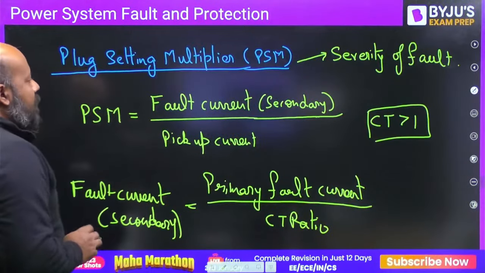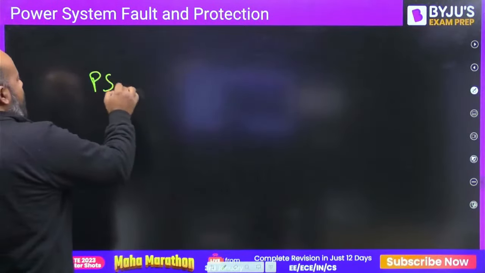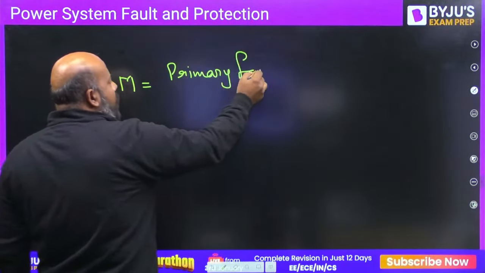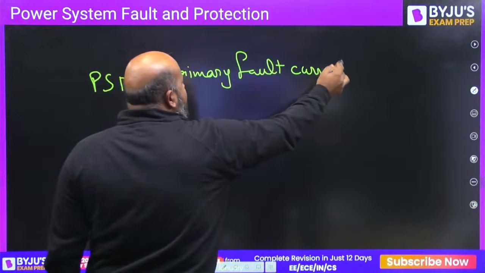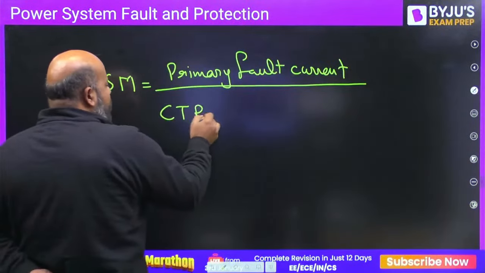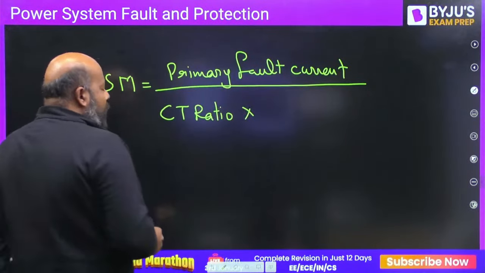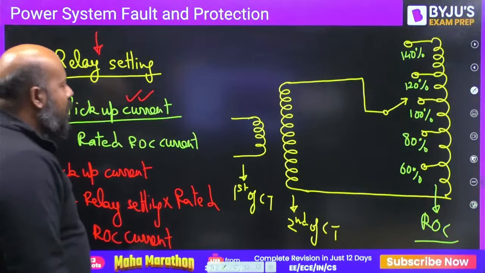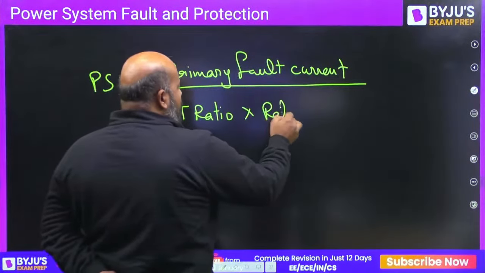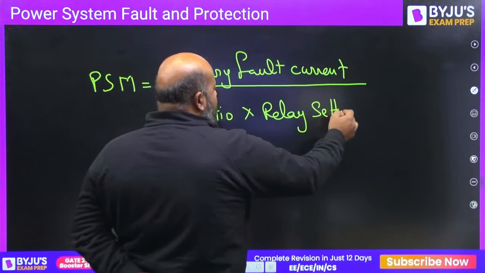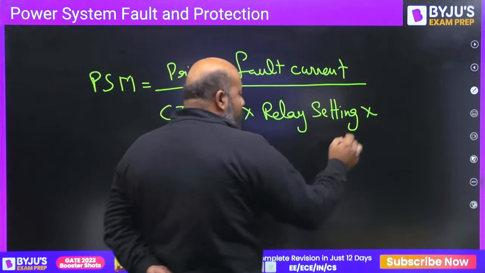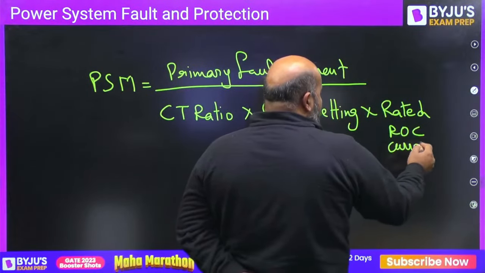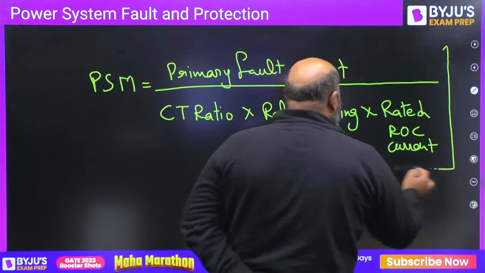Now you can rewrite this equation for plug setting multiplier. It is going to be primary fault current divided by CT ratio. And what is this pickup current? Already we have defined the pickup current as relay setting into rated ROC current. So, you can write it here: relay setting multiplied by rated ROC current. This is the complete expression for plug setting multiplier.